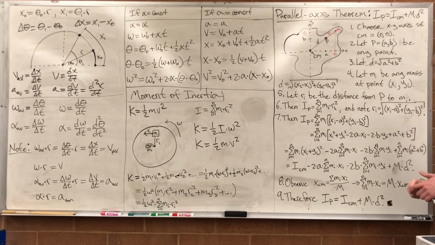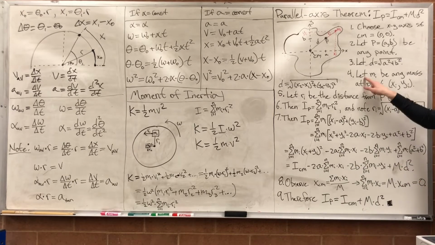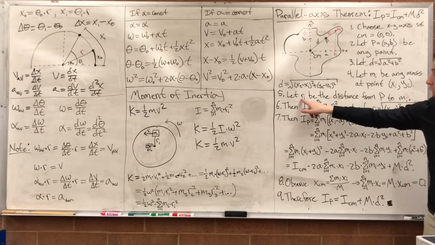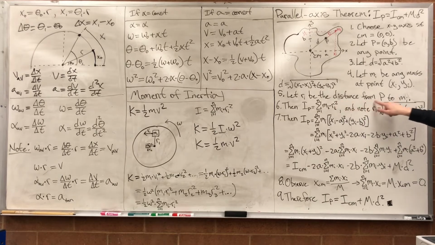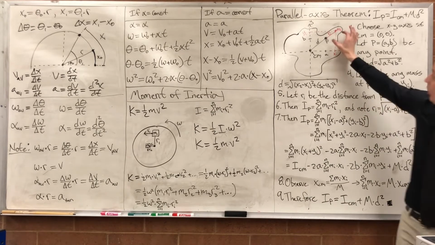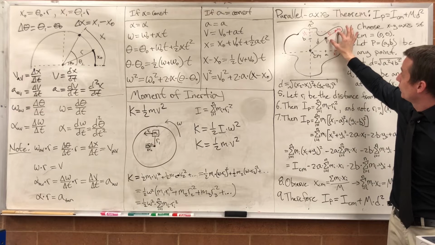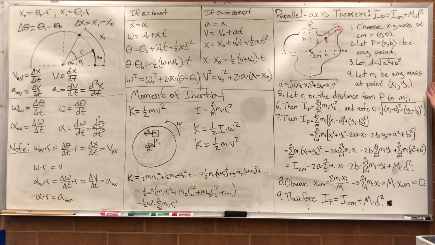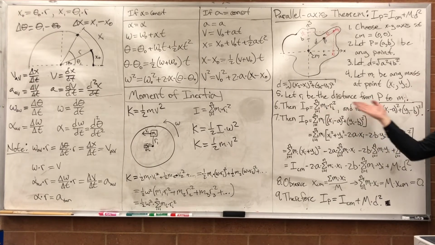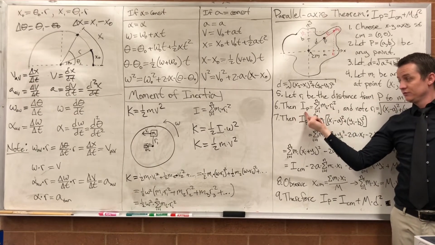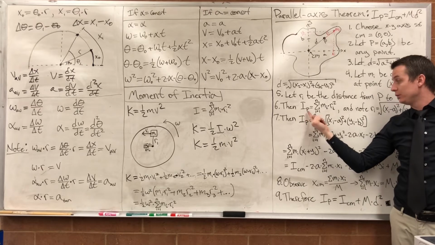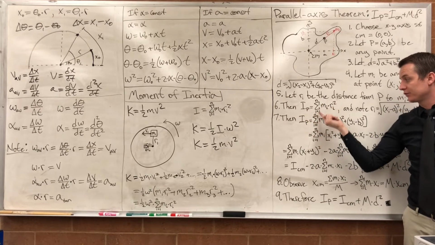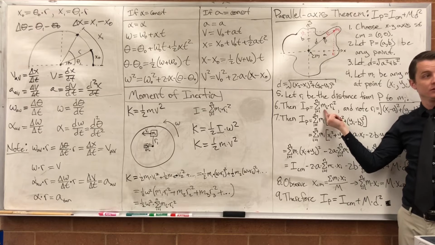You with me? Okay. So let m sub i be whatever piece of mass we're talking about, and its coordinates are (x sub i, y sub i), whatever those are. Let r sub i be the distance from P to m sub i. So r sub i is the distance it is from the point we're rotating around. Then our moment of inertia around the point P is equal to the sum of all our masses from i to n, whatever n is.